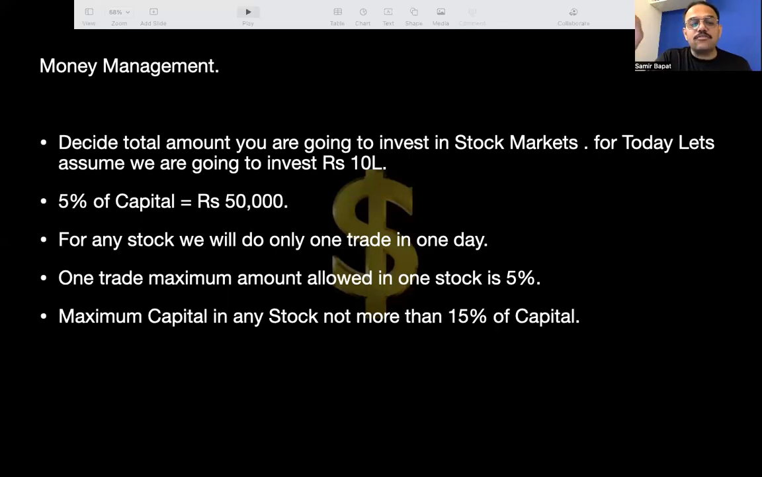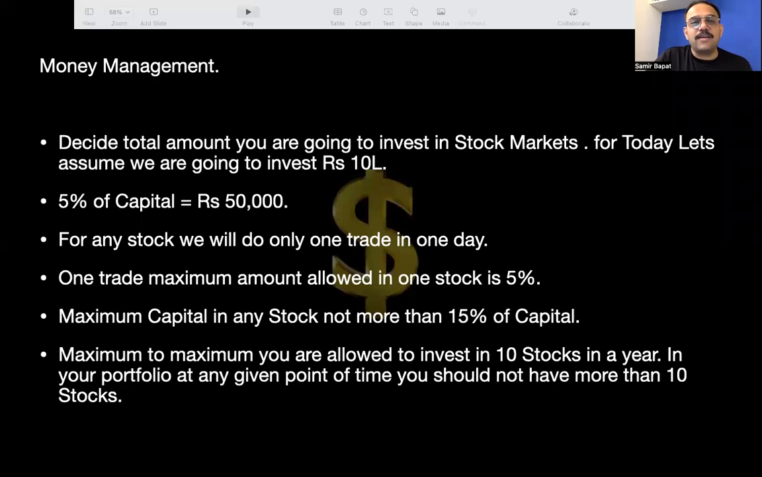Maximum capital in any stock should not be more than 15% of your entire capital. So if your capital for this year for the stock market is 10 lakh rupees, then any one share should not have more than 1.5 lakh rupees of investment. Don't invest 2 lakh rupees, 3 lakh rupees, or 20%, 30%. Cap it. Once 15% is done, stop. No more investment in that stock. Even if Ratan Tata comes and tells you this stock is going to go up, invest, say no, I will invest only 15% of my entire capital in this stock.